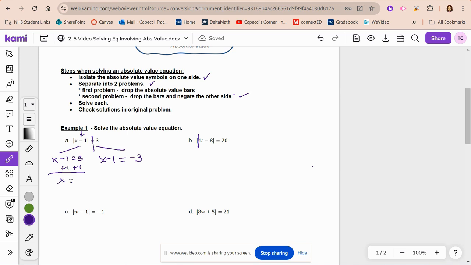Bring 1 to the other side. So I have x is equal to 4. And the same thing over here, I add 1 to the other side, and x is equal to negative 2. So that is my answer right there.